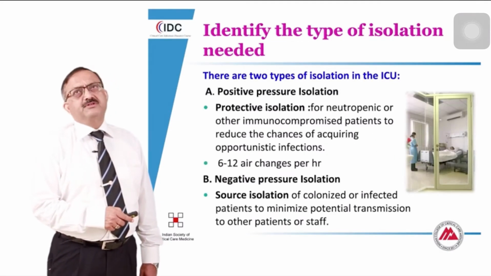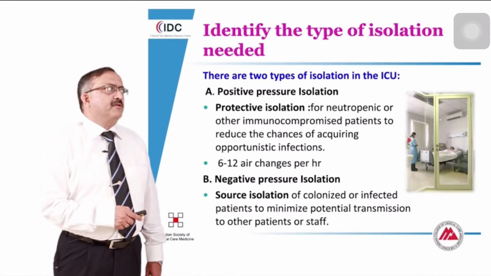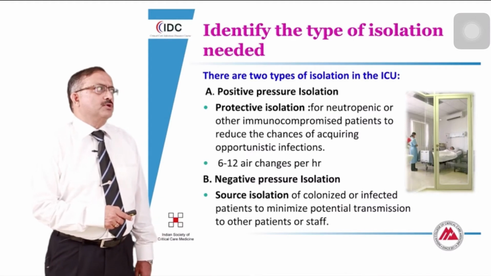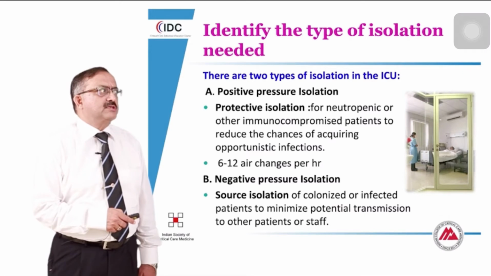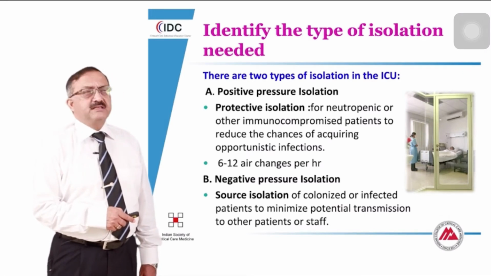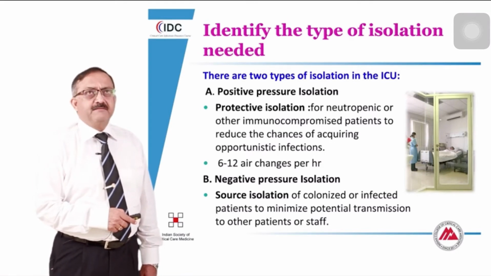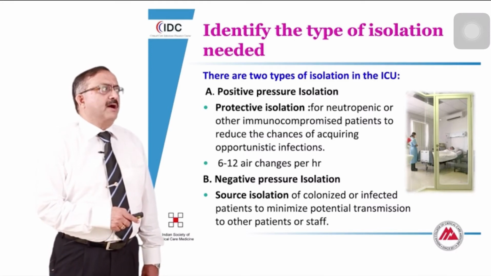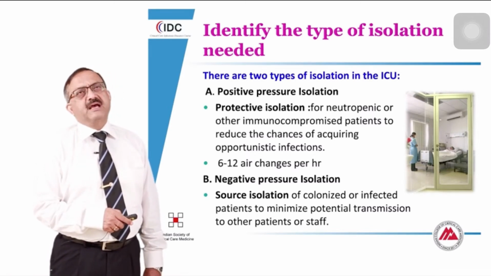What are the types of isolation needed? There are two types of isolation in the ICU. The first is the positive pressure isolation. Positive pressure is for neutropenic or other immunocompromised patients to reduce the chances of acquiring opportunistic infections. They require 6 to 12 air changes per hour. Then you have the negative pressure isolation, which is more commonly available, and is used for isolation of colonized or infected patients to minimize potential transmission to other patients and staff.